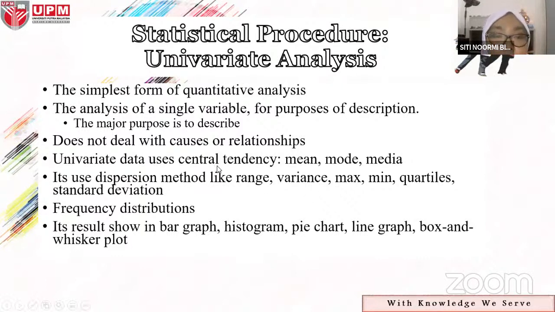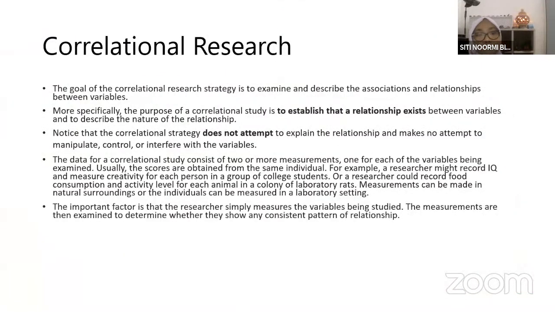Examples of what we use under this type of analysis include measures of central tendency: we have mean, mode, and median. Sorry, this is not medium, it is median. Then dispersion methods like range, variance, maximum, minimum, quartile, standard deviation, and interquartile range, and then frequency distribution. The results are shown in a bar graph, histogram, pie chart, line graph, box and whisker plot. Okay, done.